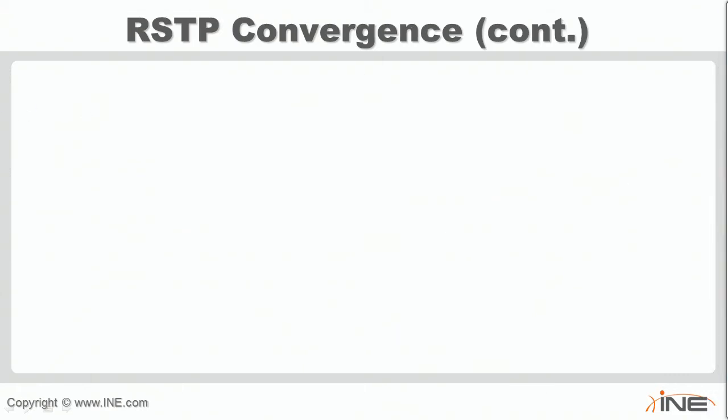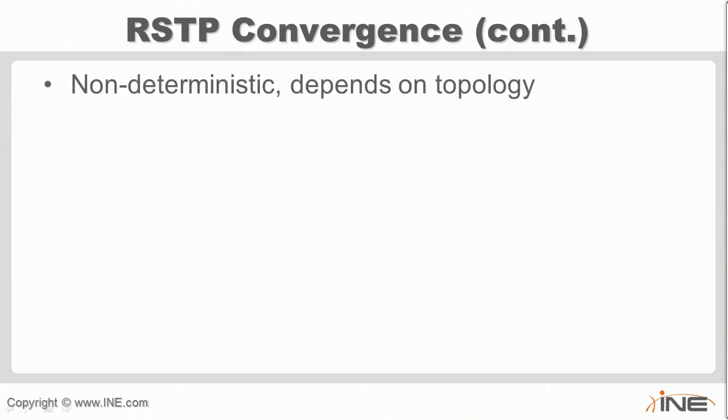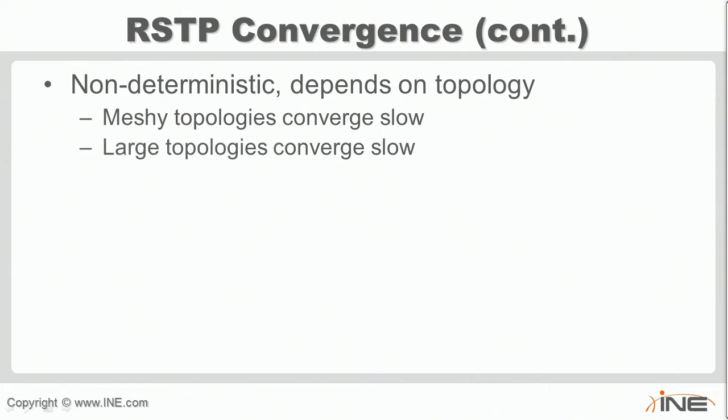The only issue with this is that there can be some strange designs with rapid spanning tree where it's considered to be a non-deterministic protocol, where you can't really predict what the worst case convergence time is going to be. One of the design limitations is that if there are tons of connections between the switches, or what we would consider a highly meshed topology, the convergence could be slow. Also for large topologies, it could be slow.